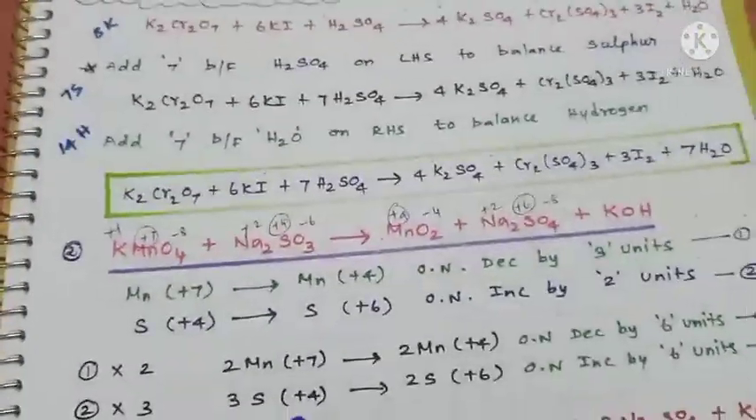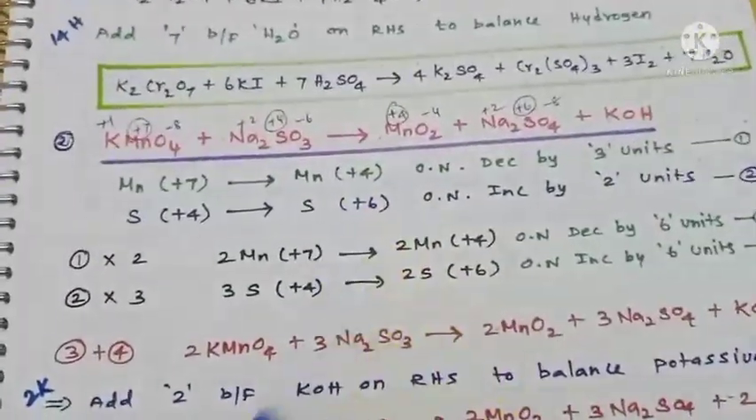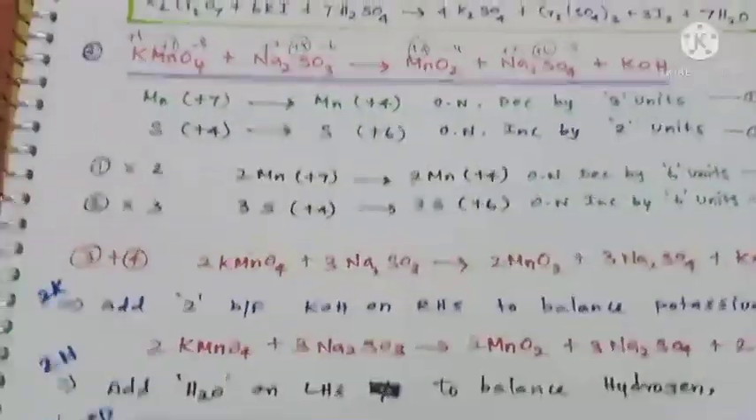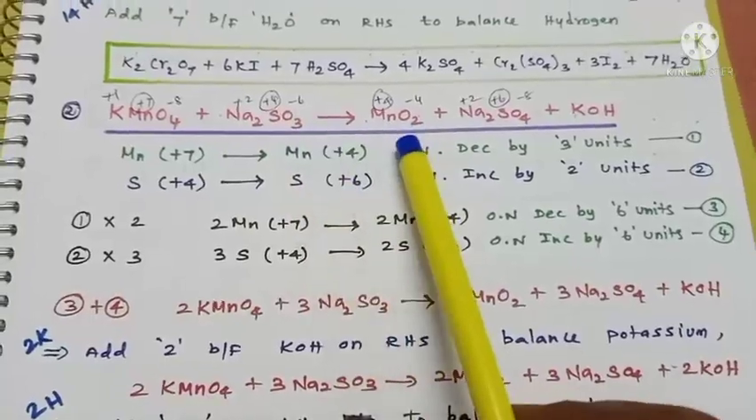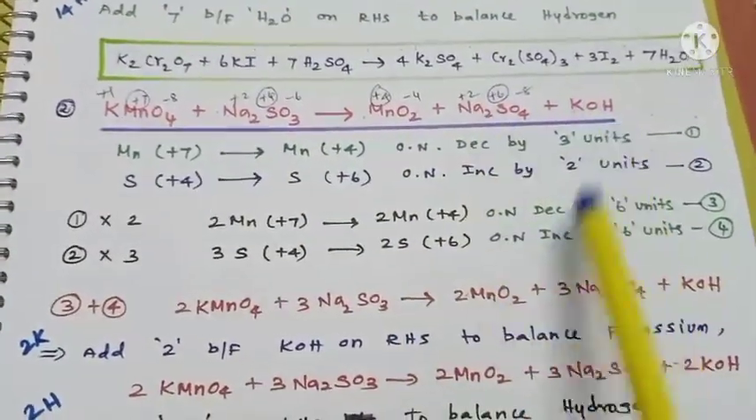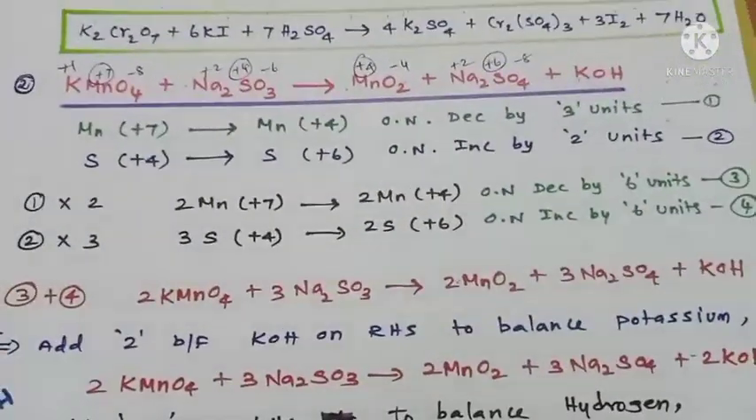Now let us see another example. KMnO4 plus Na2SO3. Potassium permanganate, sodium sulfite gives manganese dioxide, sodium sulfate and potassium hydroxide. So let us do the balancing of this.